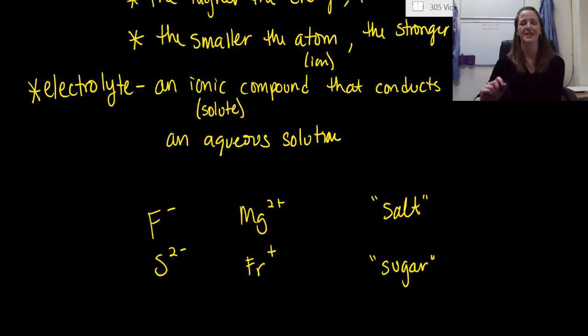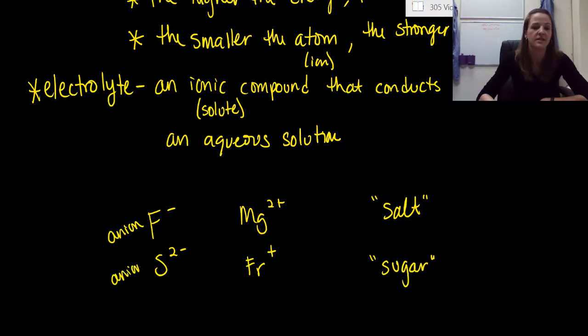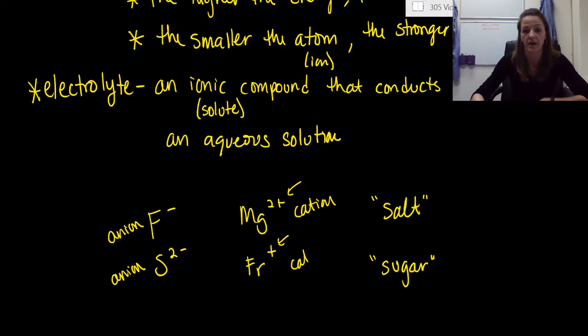Hopefully you did, but if you didn't, that's okay. Don't get frustrated. The first thing you want to do is identify your anion, so anything that has an overall negative charge. So right away I see that my F minus is definitely an anion, and I have an S2 minus, definitely an anion, because I see the negative charge right there. That's what indicates the anion. So now to identify our cations, all I'm going to do is look for my positive charges. So I see one right here and one right here. So my magnesium and my francium are both cations.